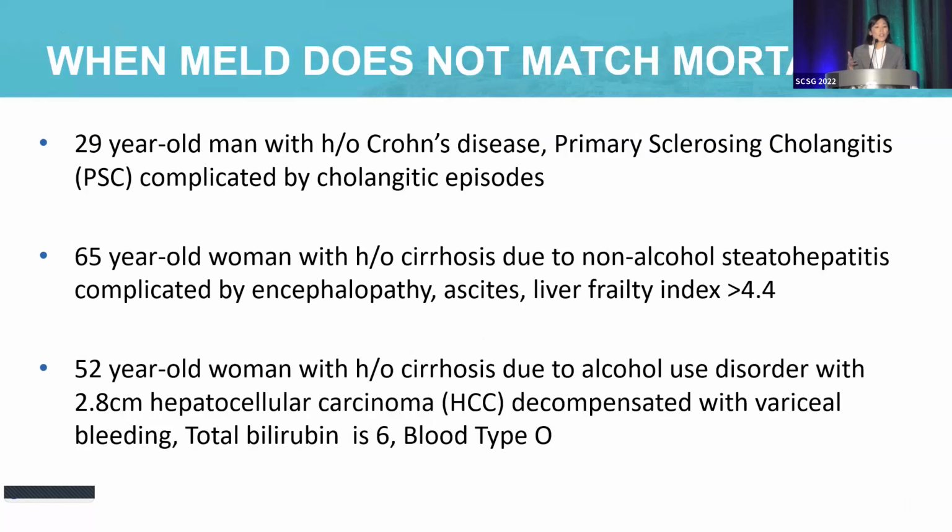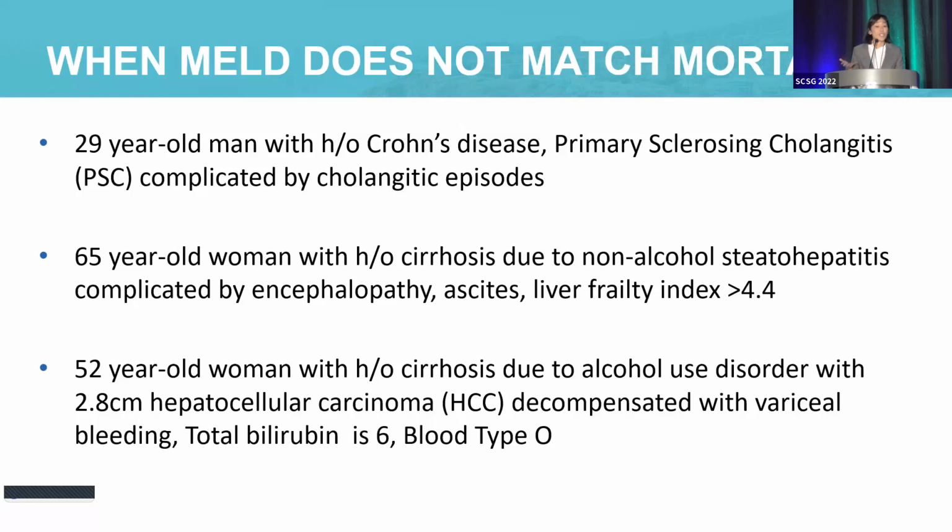So these are just 3 cases that I wanted to throw out there, and these are patients that you probably have in your own practices. A 29-year-old man with a history of Crohn's disease, PSC, and has cholangitic episodes. And again, as I mentioned, may not really be coming into the hospital, getting admitted. They may not be in the ICU, getting pressors and growing resistant organisms, which is what it takes to get MELD exception, but they're not well, and they fall into this criteria of patients who are sicker than their MELD.